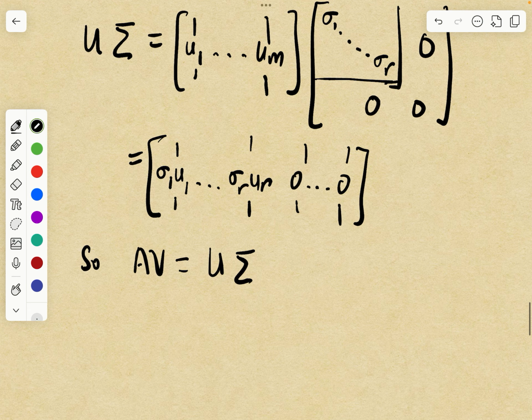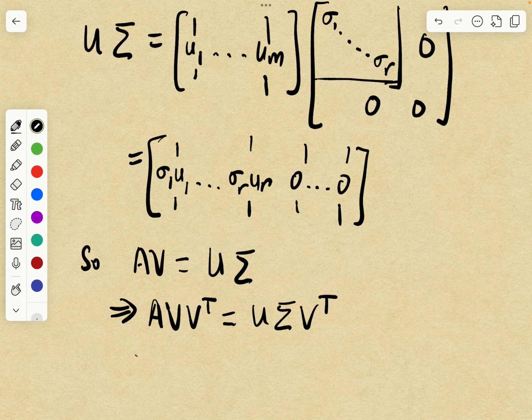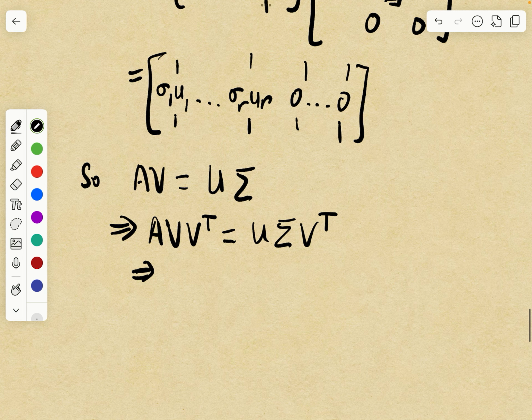Now we multiply both sides by V transpose. A times V times V transpose is U times sigma times V transpose. And since V is orthogonal, V times V transpose is the identity. And so you just get A equals U sigma V transpose. And that's the proof of the singular value decomposition.